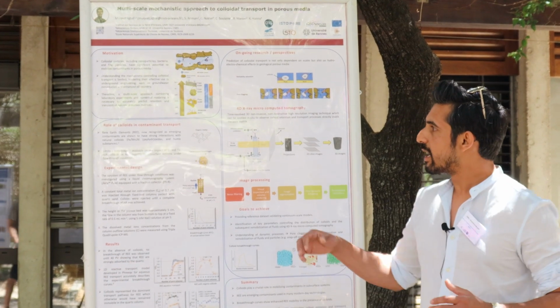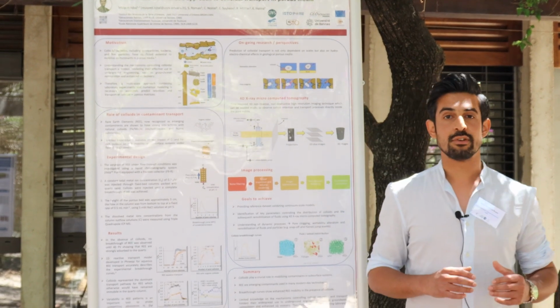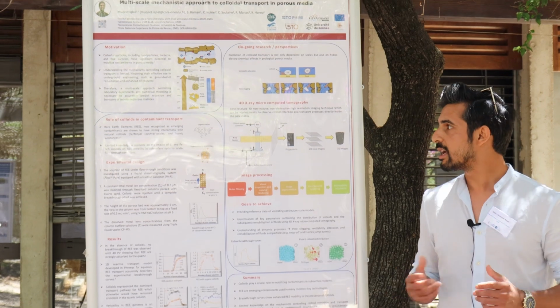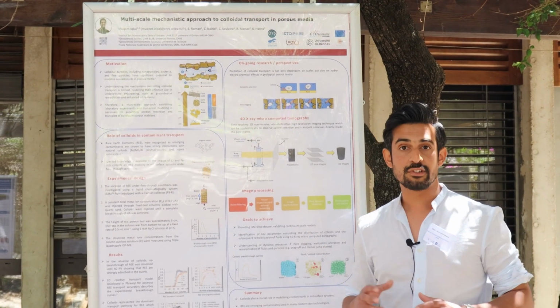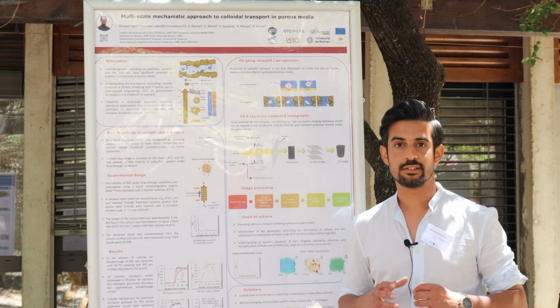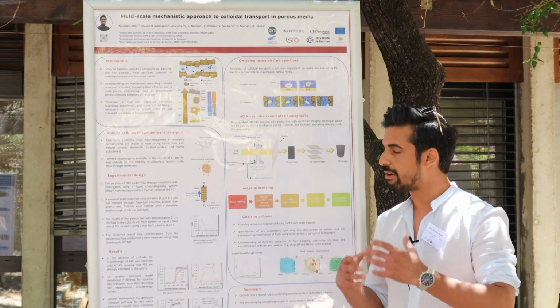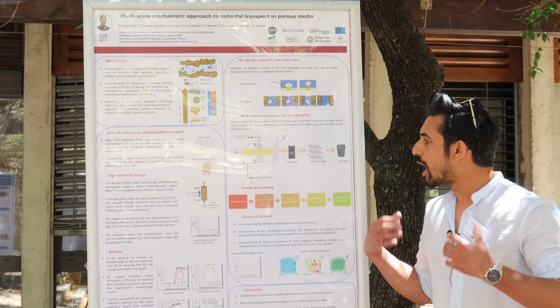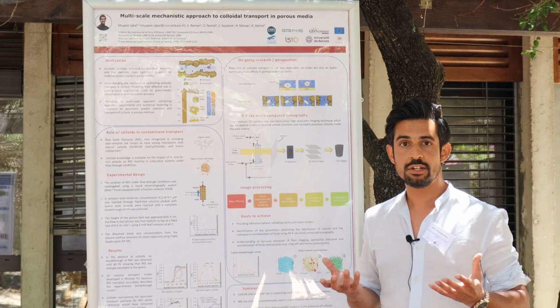So for example, in my poster I talk about emerging contaminants which are rare earth elements, and the colloids, for example organic matter and organic matter combined with iron oxides, can really transport these contaminants. So how can we look at the mobility of these contaminants?